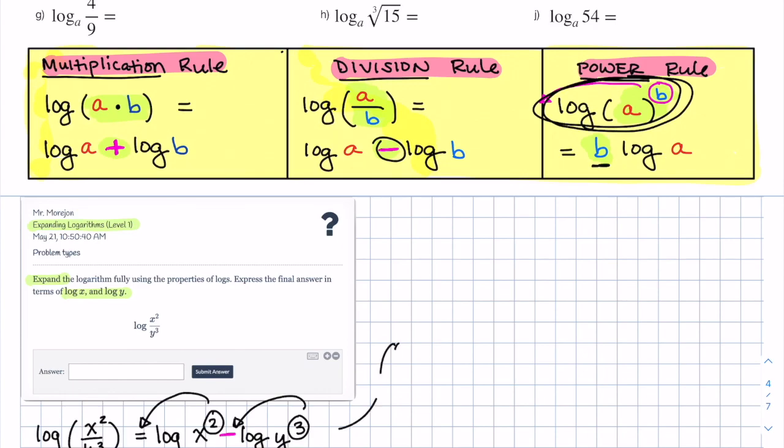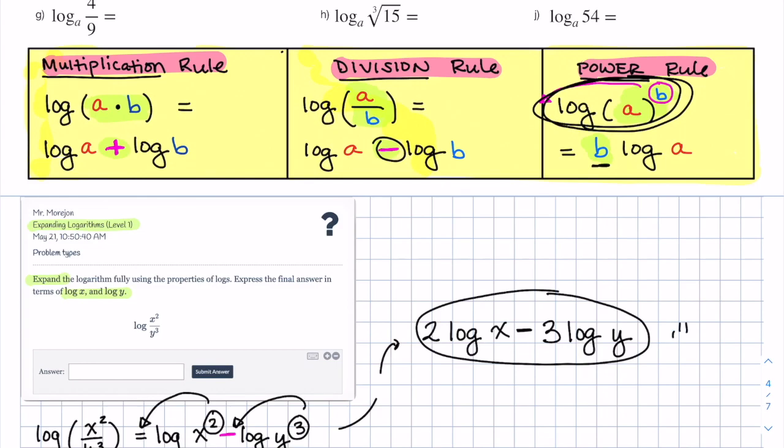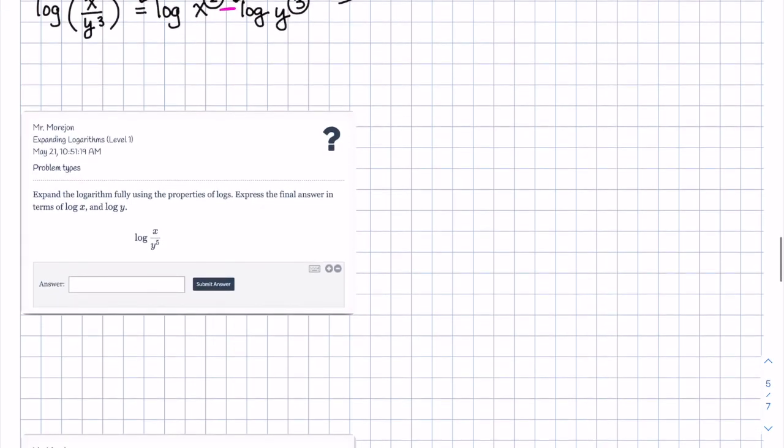And so the final answer to this expansion of the log would be 2 log of x minus 3 log of y. Ta-da! And that's pretty much it. I mean, you're just looking for these various properties and applying them as needed. Okay, next one.